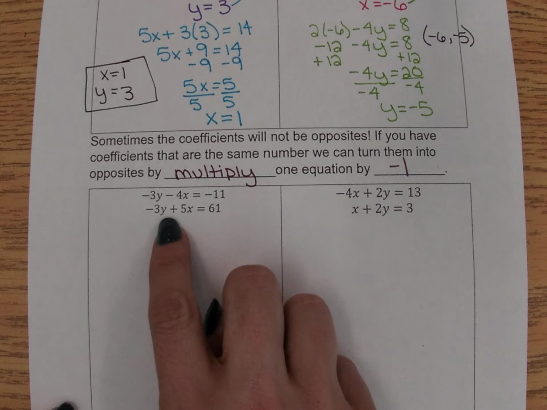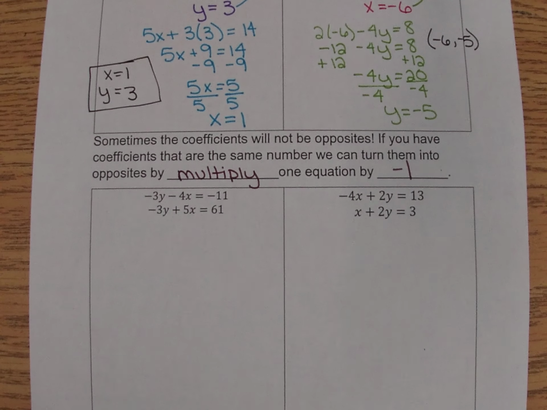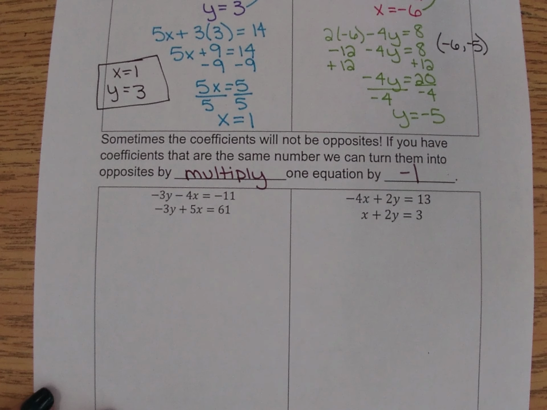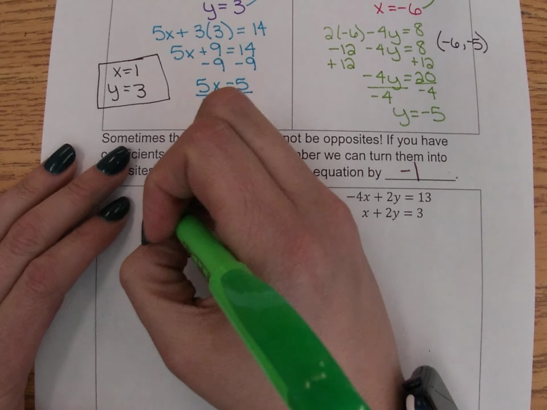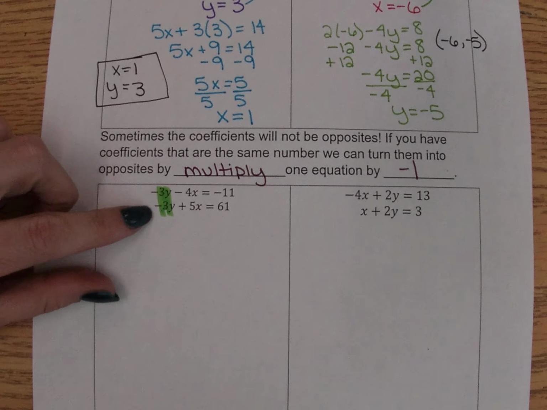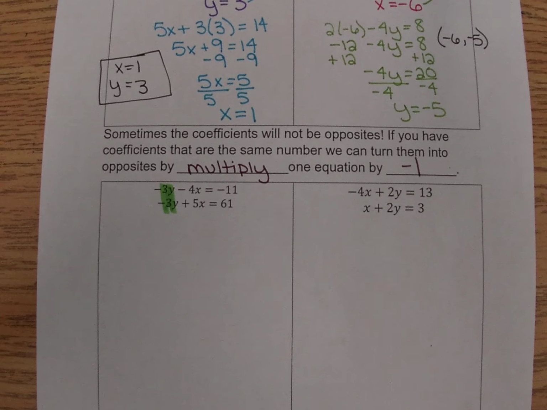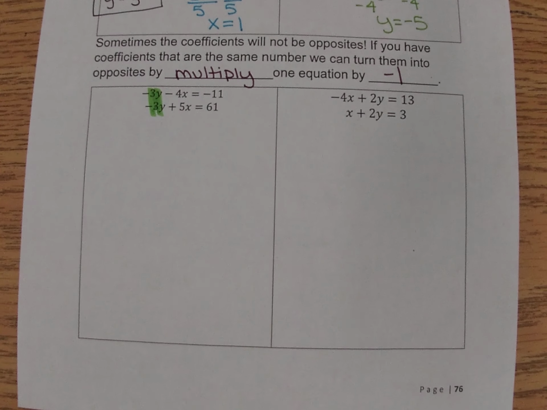So if we look at this example, we have our x's and y's flip-flopped, but that's okay because our y is still on top of our y and our x is still on top of our x, which is fine. The one that has the matching number in front right now is our y, so I'm going to look there. Except this time, they are both negatives. They are the same sign. So we said if they are the same sign, we want to multiply one of these equations by negative 1.